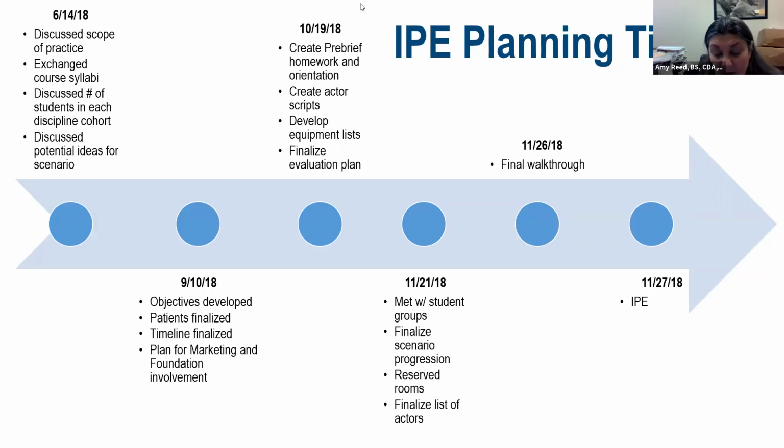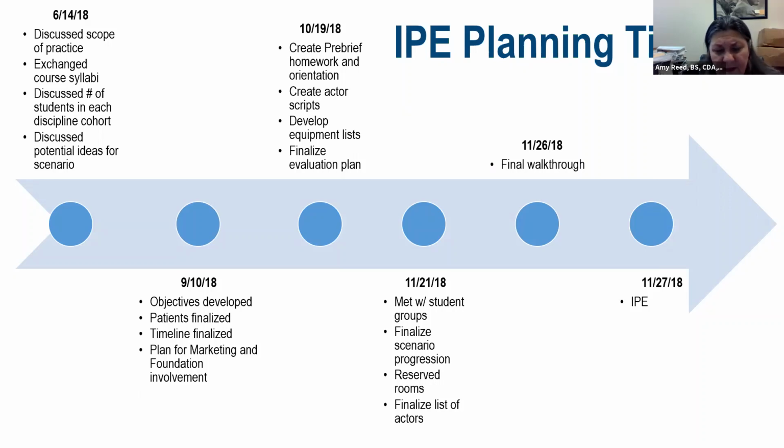And so we started off with a list of common emergencies that can be in the dental office, and figured out how could they progress to the emergency room where the nursing students would finally get to them. So once we figured that kind of thing out, then we came up with our objectives that Adrienne has been talking about, and we started to finalize our patients, meaning having a backstory for them.